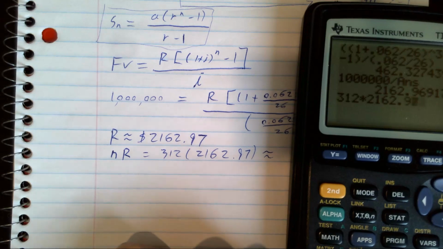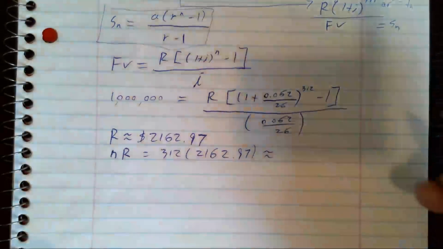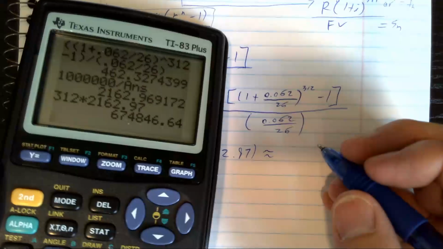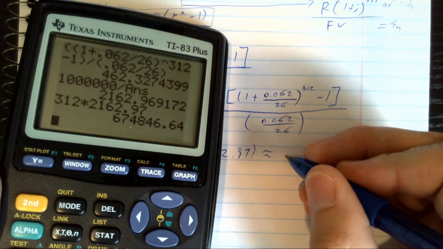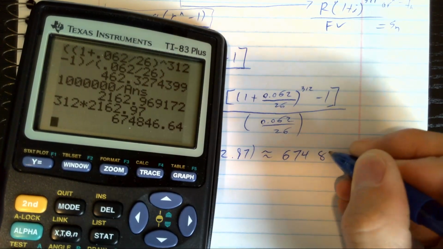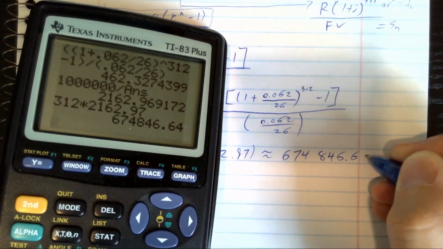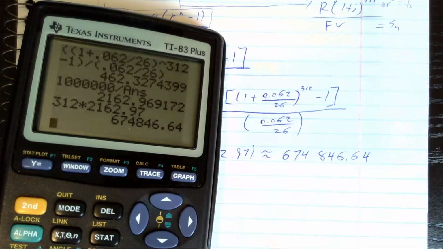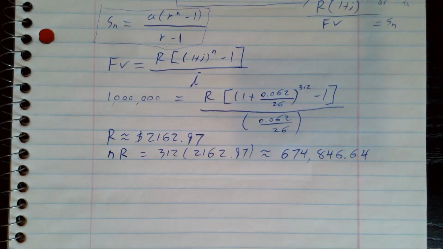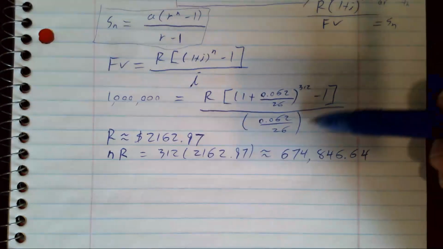Imagine this person, instead of depositing into this fund earning 6.2%, just put this money into a shoebox or under their mattress. Then they would have saved up a significant chunk. They would have saved up $674,846.64. And this lets me know that there were lots of opportunities to make mistakes here.